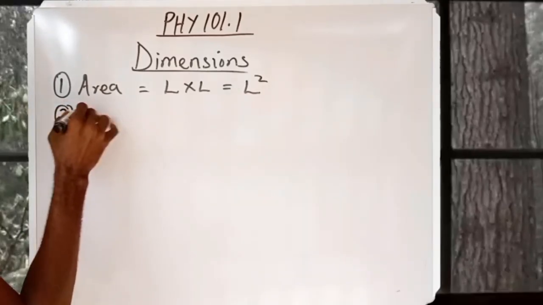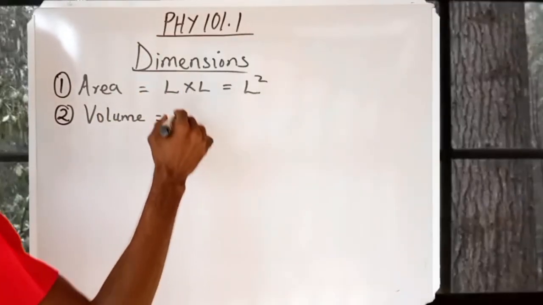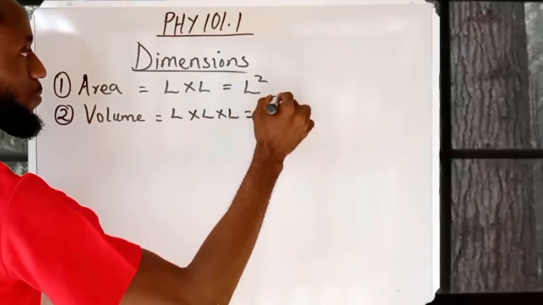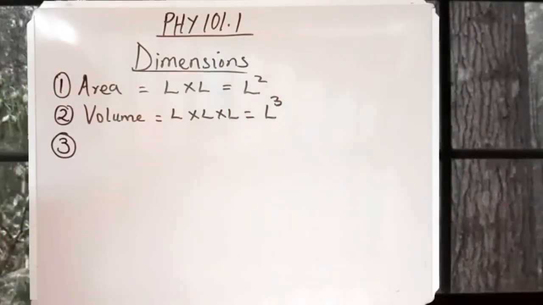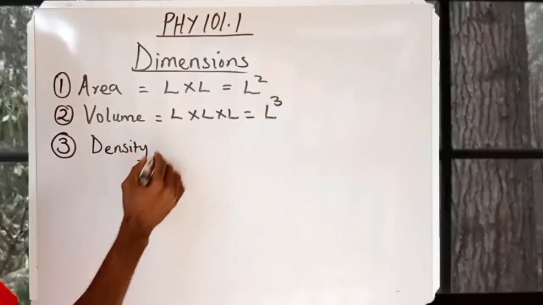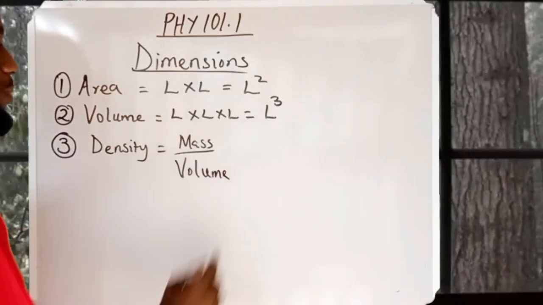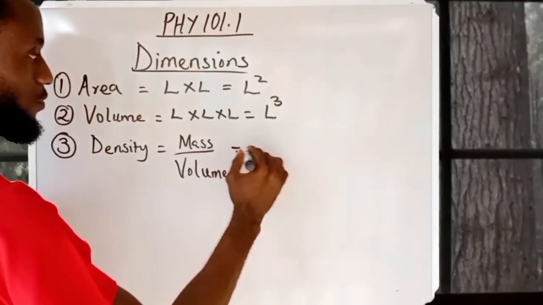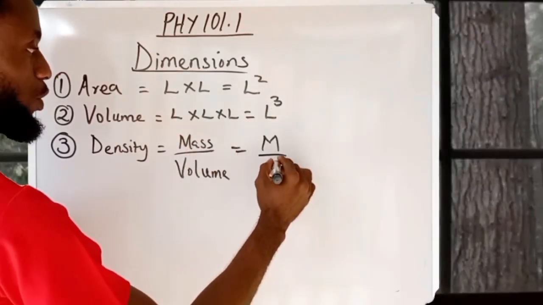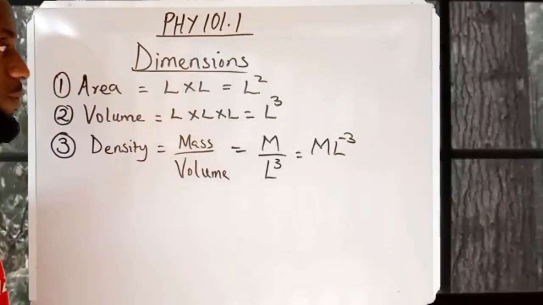We know after that is volume. Volume is length times breadth times height, so the fundamentals length, length and length are being used. Immediately after volume, density is the next. Density, as you know, is mass over volume. So if you don't know the formula, you will not be able to figure out the dimensions. Mass has the fundamental of m. We've already settled volume as L cubed, so this gives us m L raised to the power minus 3.